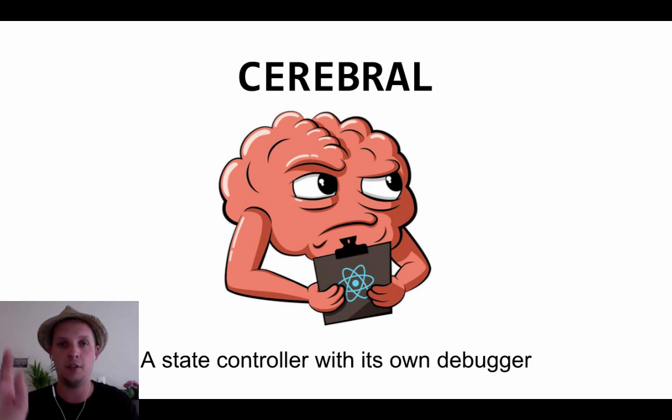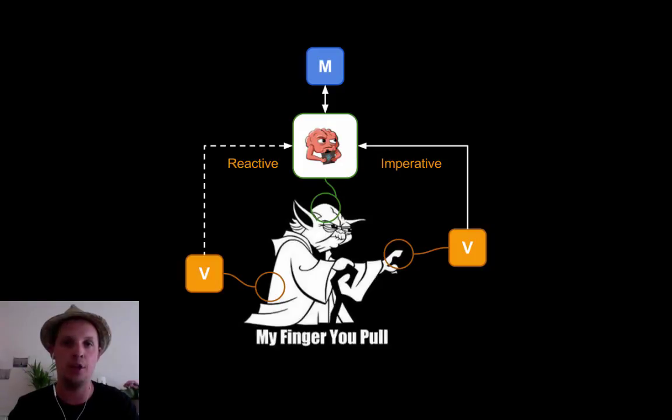So Cerebral, a state controller with its own debugger. Let's see here. So the main thing in your application, the views are the most important part, but if we go up from those, we have this controller layer, and the controller layer is one entity. It's a controller, and that is what handles the state change flow of your application. So the views are able to tell the controller layer when something happens, but they can also listen to the controller layer and be told when they should update themselves.